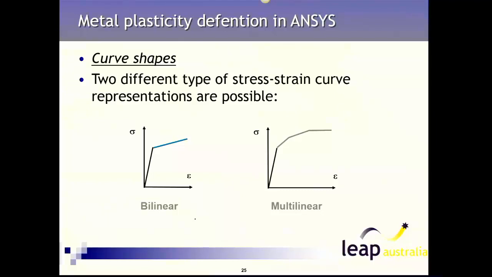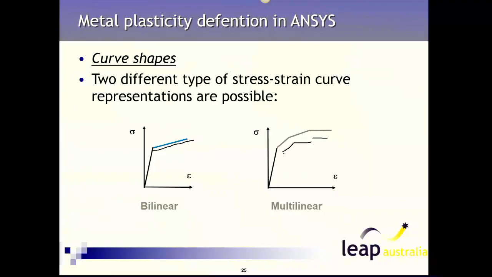Okay, in terms of the way we describe the stress strain curve, we can have just a linear relationship. This is called bilinear because there's the elastic slope and the plastic slope. Or we can also do a multilinear. Here we basically have pairs of plastic strain versus true stress, and that will give us a curve shape. So if you've got digitized tensile test data, you can convert it to this multilinear curve.